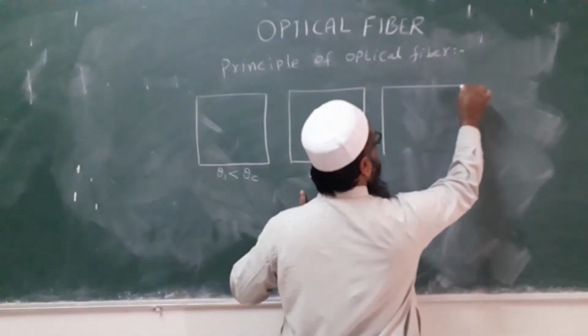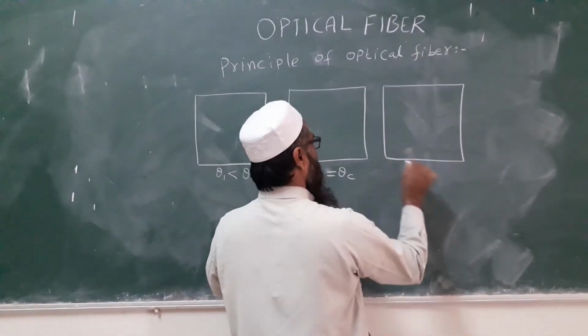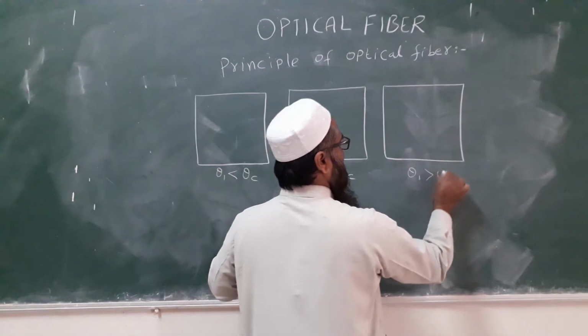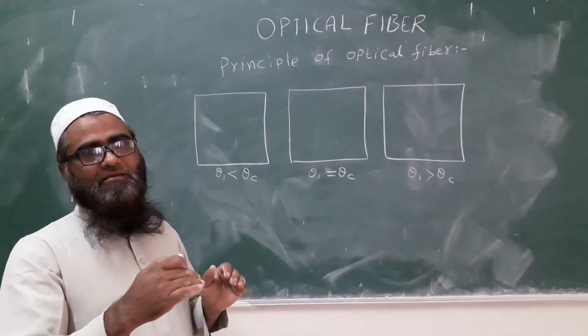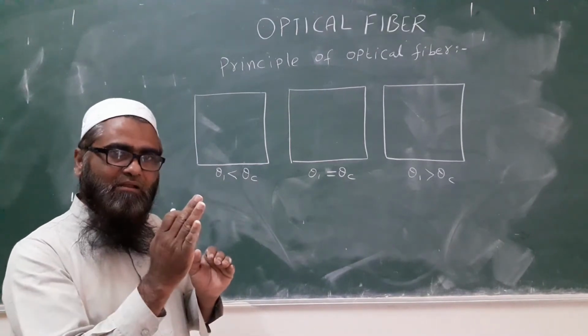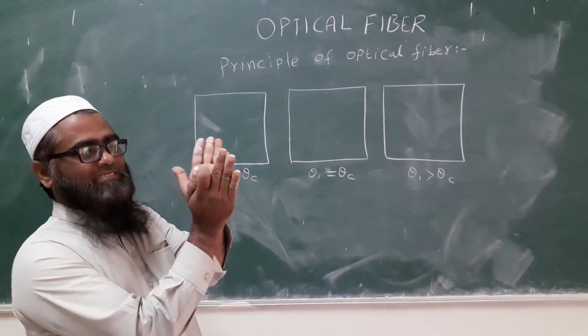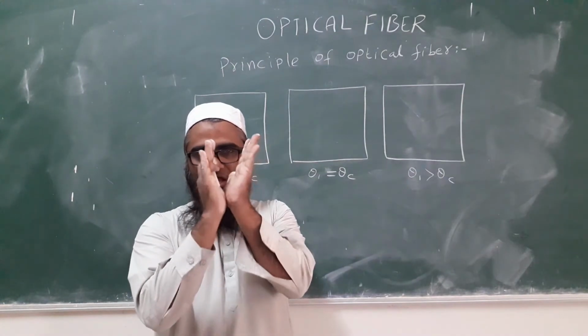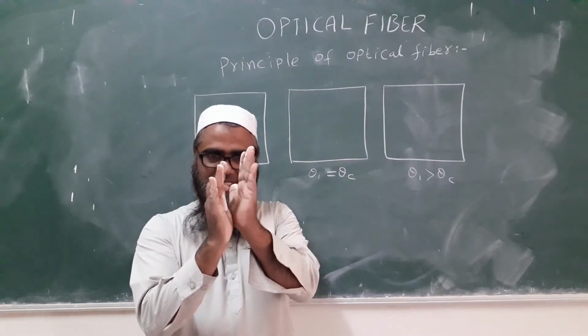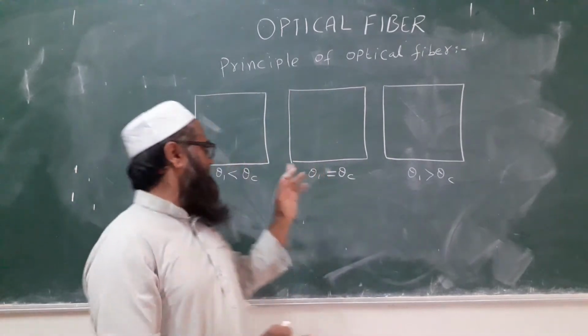If theta 1 is greater than the critical angle, here we are dealing with the incident ray. How much angle does the incident ray make with the normal? If it is the normal, and this is the angle of incidence, how much angle will it make? This is less, more and more. So let us have this.